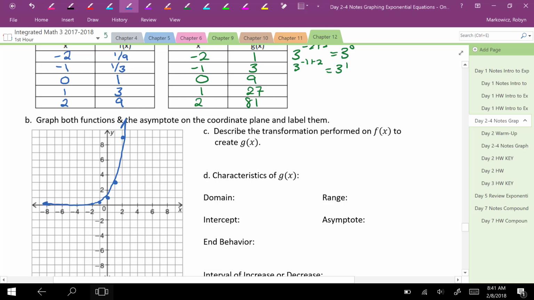Go ahead and graph your g of x function. I'm going to come around with highlighters if you want one. Or maybe you want to grab a red pen, so you can do one in pencil, one in pen.